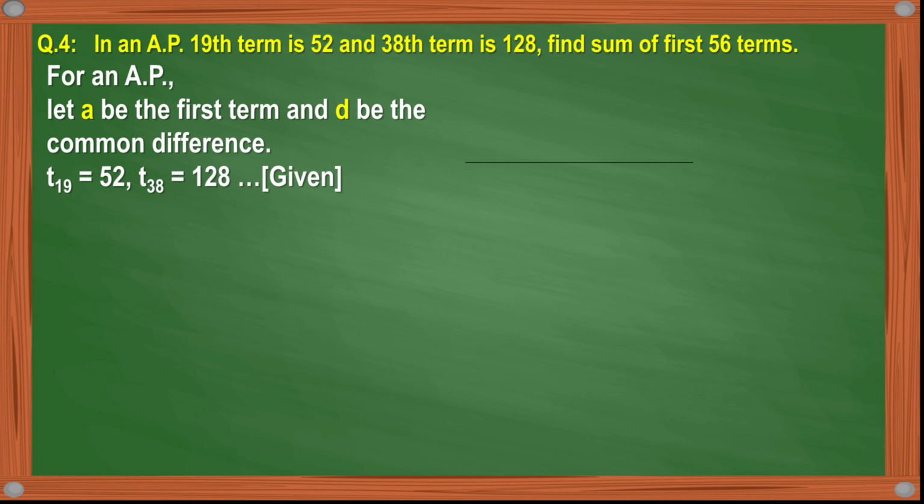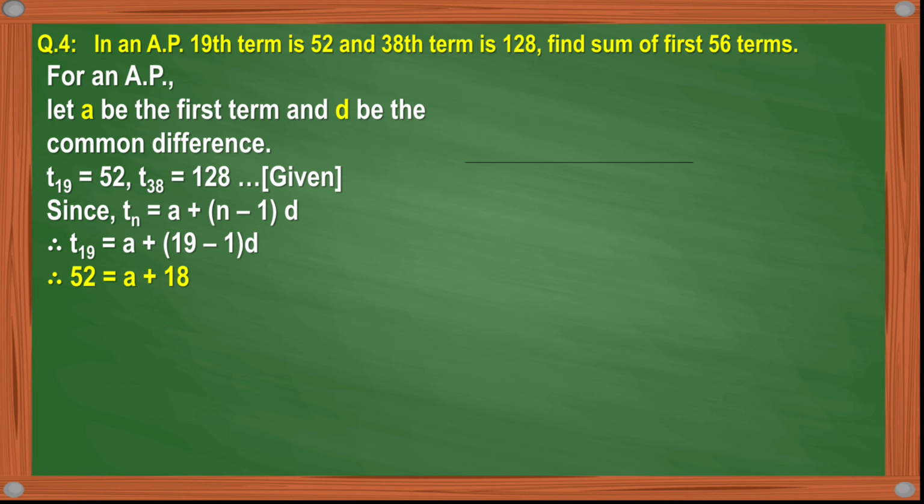T19 is equal to 52 and T38 is equal to 128. It is given. So we will use one value to make the first linear equation, which is the T19th value. Since Tn is equal to A plus (n minus 1)D, T19 is equal to A plus (19 minus 1)D. The value of T19 is 52. 19 minus 1 is 18. That is, A plus 18D is equal to 52.